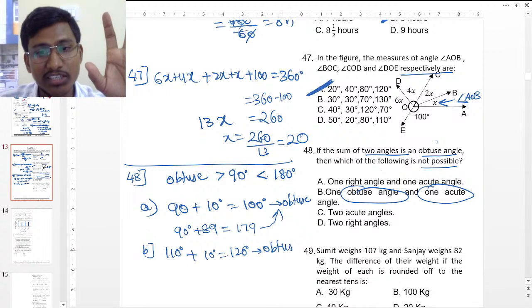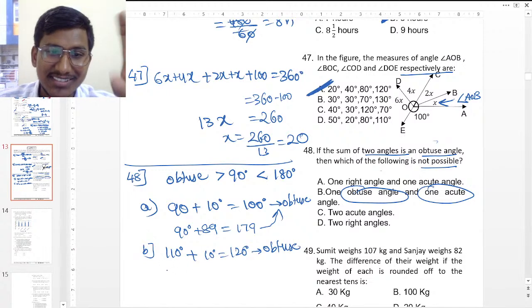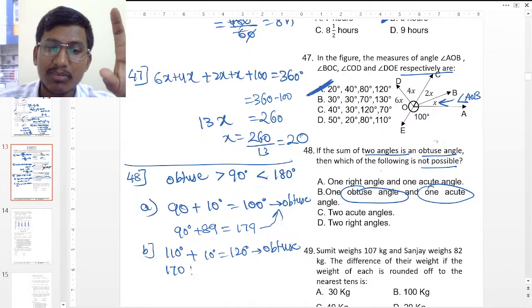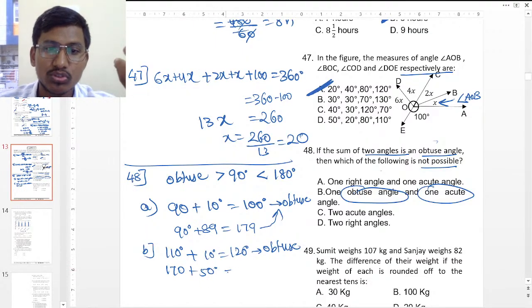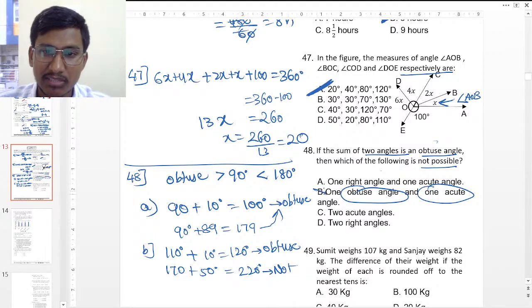But if you take any other angle, let us take the obtuse angle as, let me take 170 plus 50, this is also an acute angle, so that will be how much? 220. It is not obtuse, it is not obtuse. So B will not come as the answer.